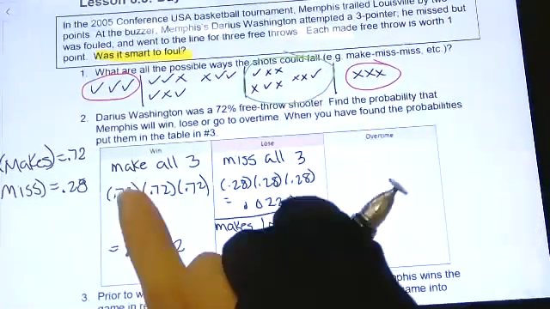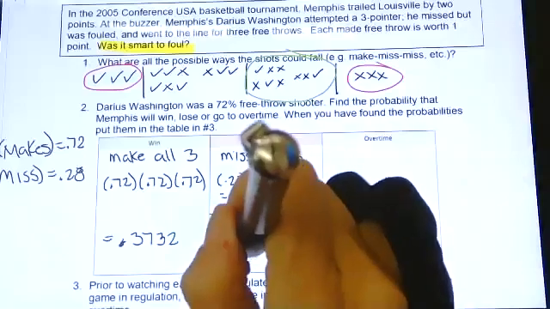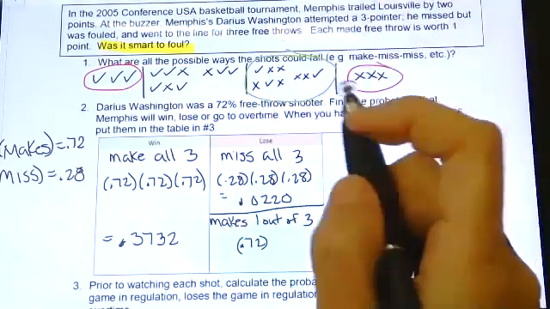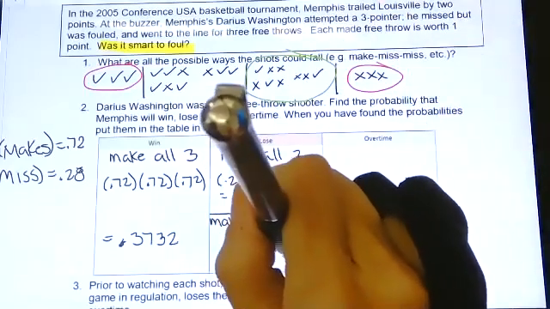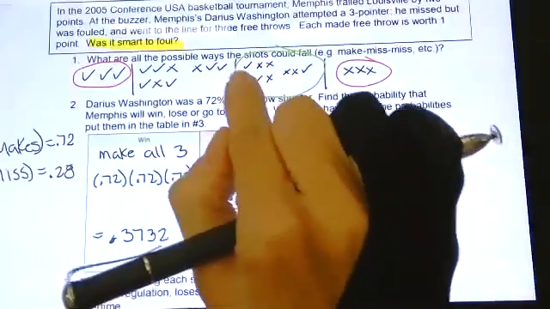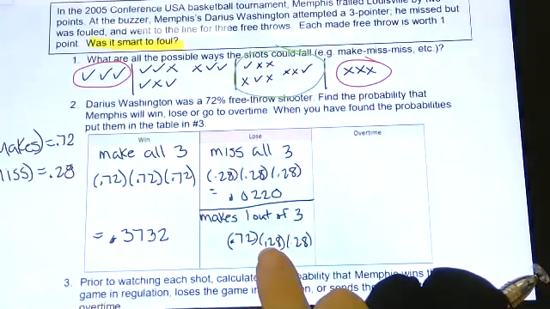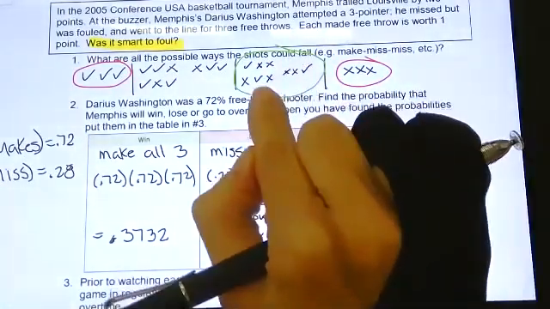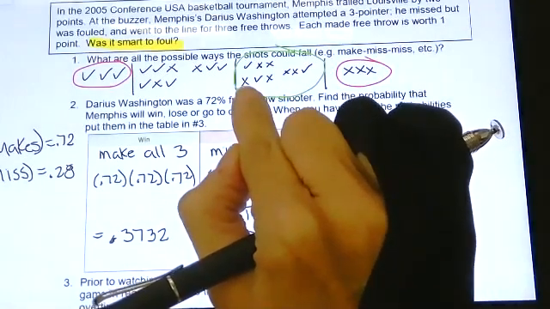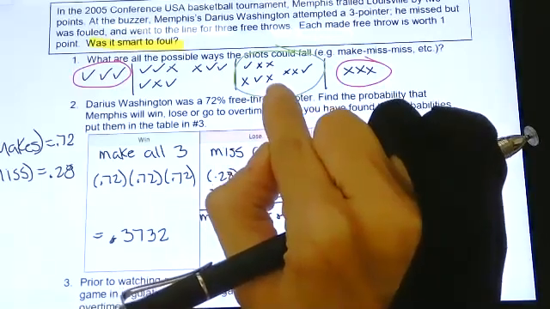Okay. If he makes 1 out of 3, that means, for example, check XX. Check is 0.72. XX is 0.28 times 0.28. So this one, check XX, is 0.72 times 0.28 times 0.28. My next option is X check X. This one is going to be 0.28 times 0.72 times 0.28.